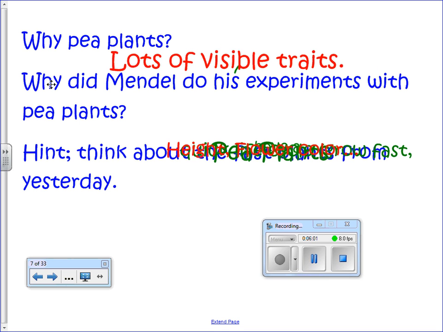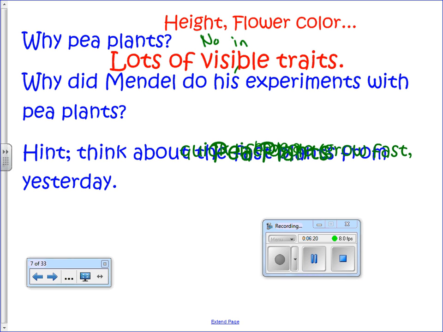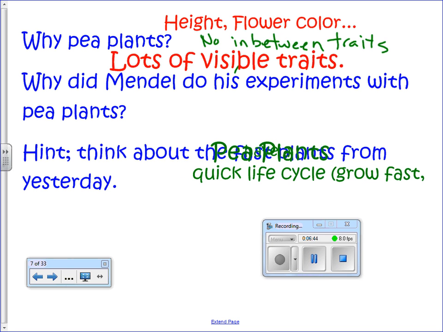First of all, there were a lot of easily visible traits, right? And not only were these traits really visible, there was one or the other. They were tall or they were short. They weren't in between. No in-between traits. They were tall or they were short. The flowers were purple or they were white. They weren't mixed in. And so that made it easy for him to see which trait was being passed on. And you can imagine in real life, in other things, they're not always that easy to see.